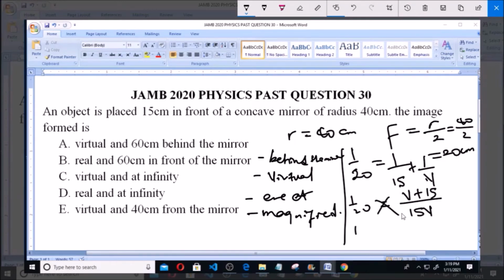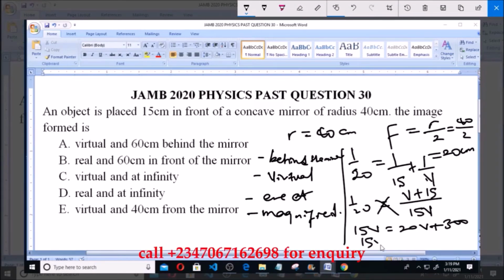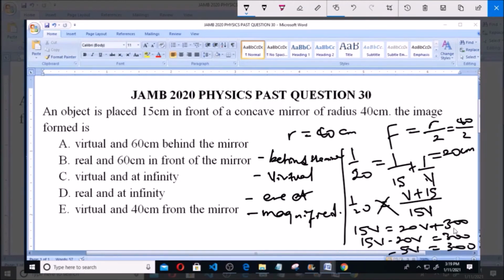Now let's cross multiply. When we cross multiply, we have that 15v is equal to 20v plus 300. So collecting like terms, we have 15v minus 20v is equal to 300. So we have minus 5v is equal to 300. Now v will be equal to 300 over minus 5, and that is equal to minus 60 centimeter.